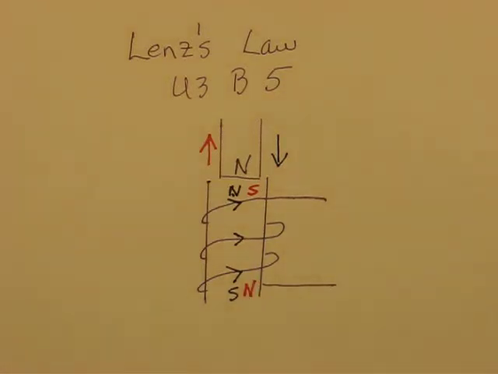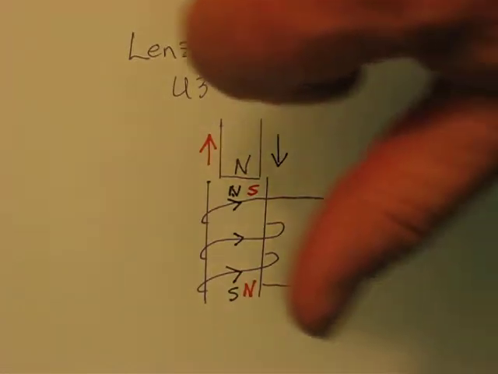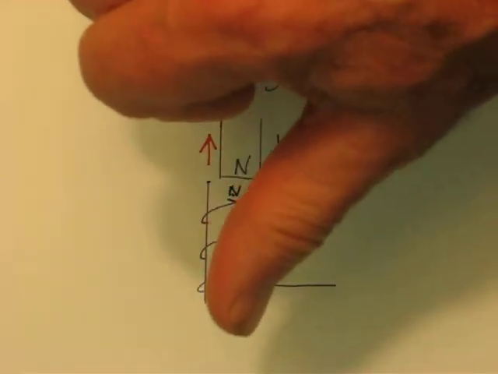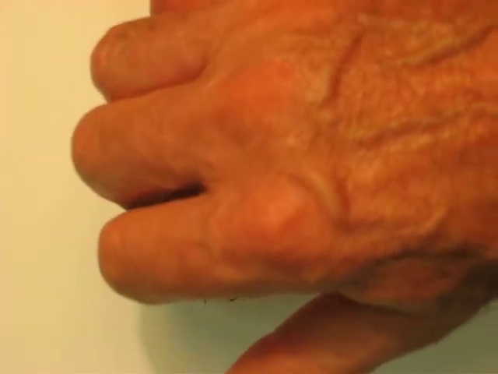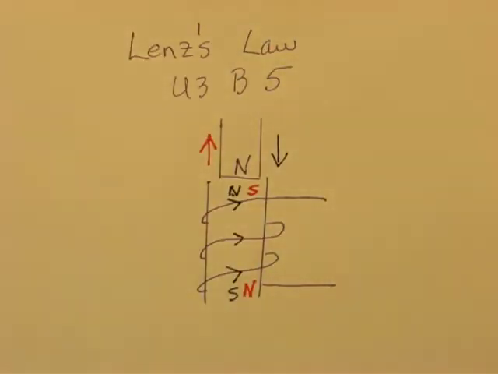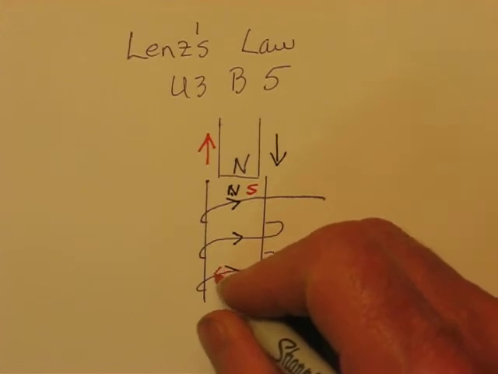What direction would the current have to flow in the coil to produce this North Pole? Well, take your right hand and direct your thumb towards the North Pole. The fingers will show the direction of the induced current. In this case, it would be to the right as shown.